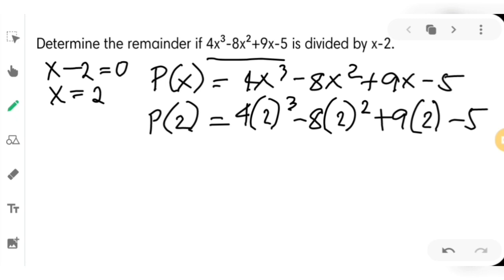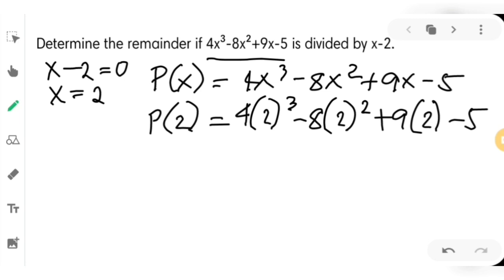Now this process is very easy to use if you have 2 or more missing terms, and then the degree is very high. The degree of your dividend is very high, and then you have missing terms. Now let us go back to the example.